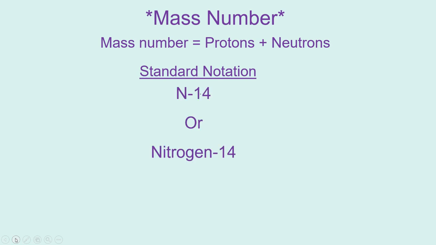Another number that's important to us is called the mass number. And so your mass number is equal to your protons plus your neutrons. Remember, the mass of the electron is so tiny, it's not really going to matter. So we don't include the electrons. It's just your protons plus your neutrons. So one way that we can figure out the mass number is by looking at something called standard notation. So in standard notation, you either use the element symbol or the element name, and then you put a dash and a number.